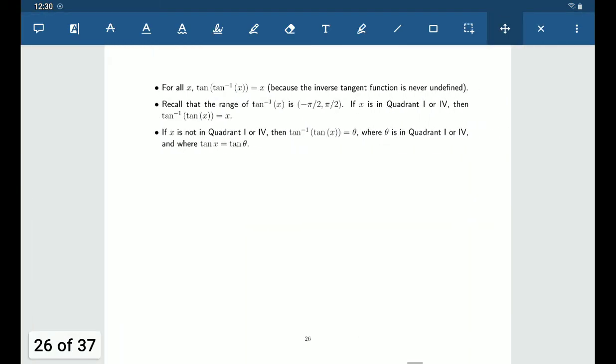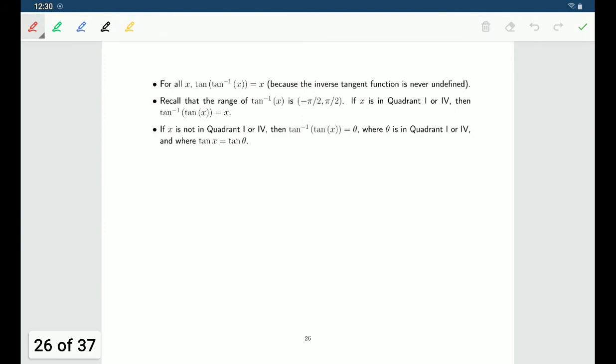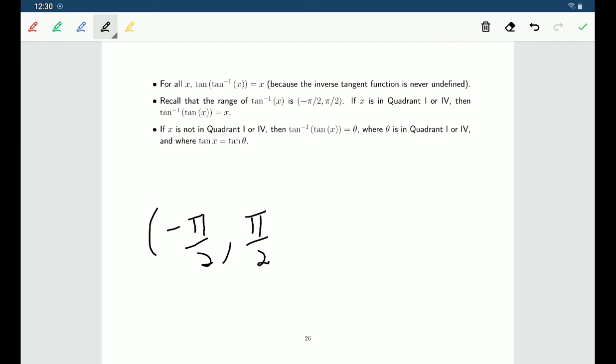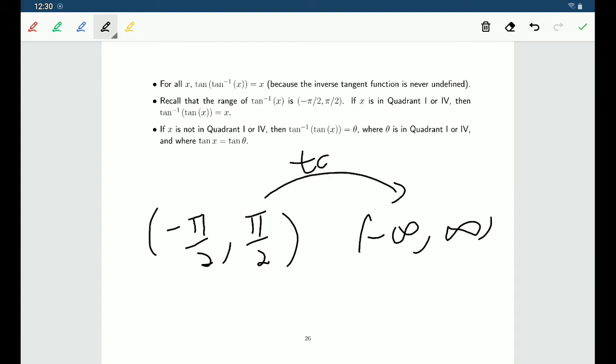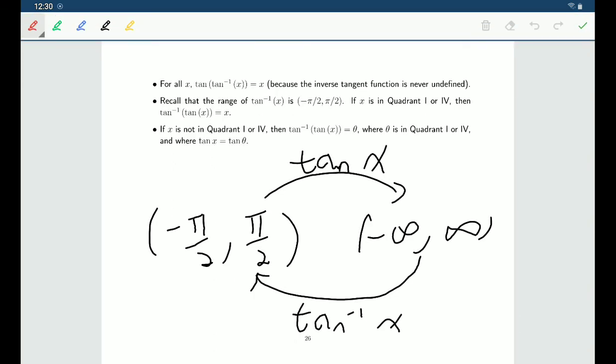All right, and this is a lot of the same thing that we said before. If we're thinking about the restricted domain of negative pi over 2 to pi over 2 and the range of negative infinity to infinity, tangent will take an angle and give us a real number between negative and positive infinity. Tangent inverse will take any real number and give us an angle between negative pi over 2 and pi over 2. So a lot of the things that I said before are again true here.